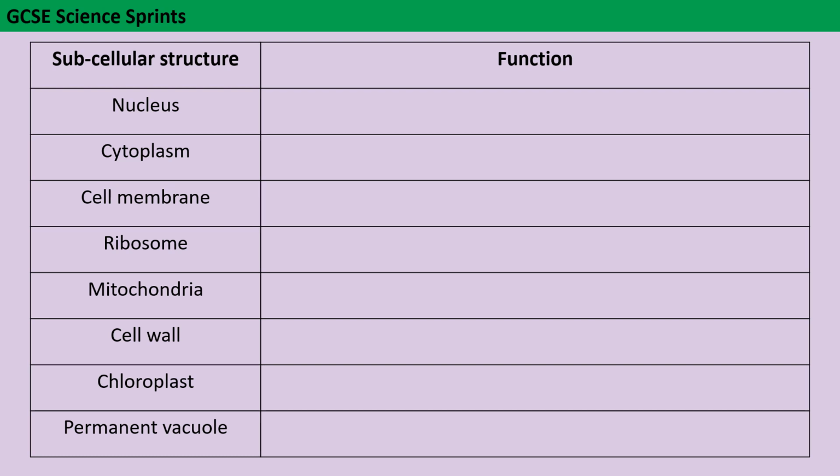Now, the first part of the cells topic is prokaryotic and eukaryotic cells, and as we know, eukaryotic cells like animal cells and plant cells typically contain a nucleus. Now, the function of the nucleus is twofold. It controls the action of the cell, and it also contains the genetic material, in other words, the DNA.